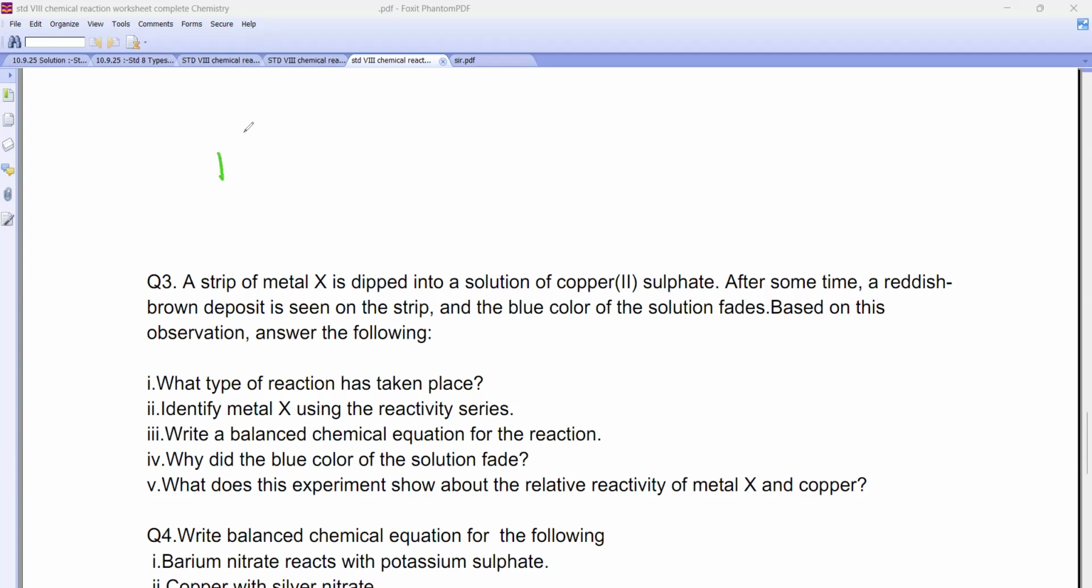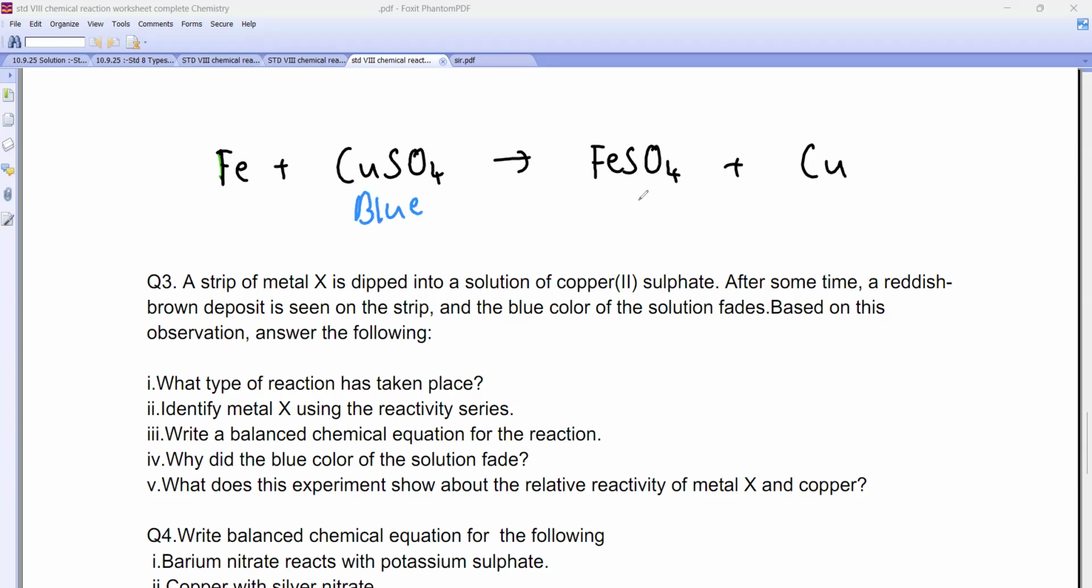Metal. Identify the metal X using the reactant. The blue solution fades and a reddish brown metal appears, so we're going to take Fe. Copper sulfate I'm going to take. So this Fe will displace it and it will become ferrous sulfate, and copper will be formed. This was the blue solution, and this will start fading. And then it is a reddish brown metal, a reddish brown metal is from here.